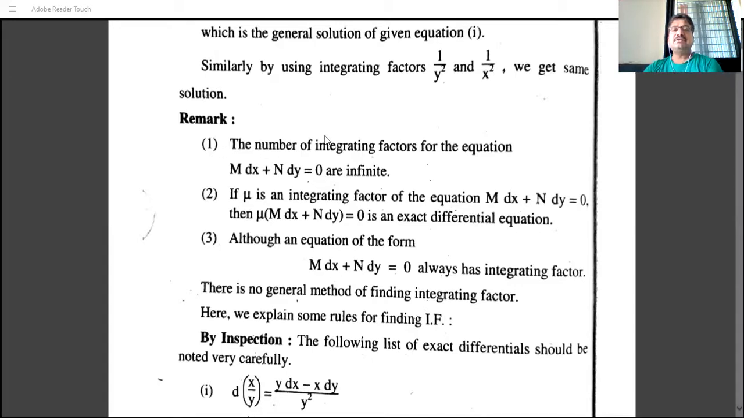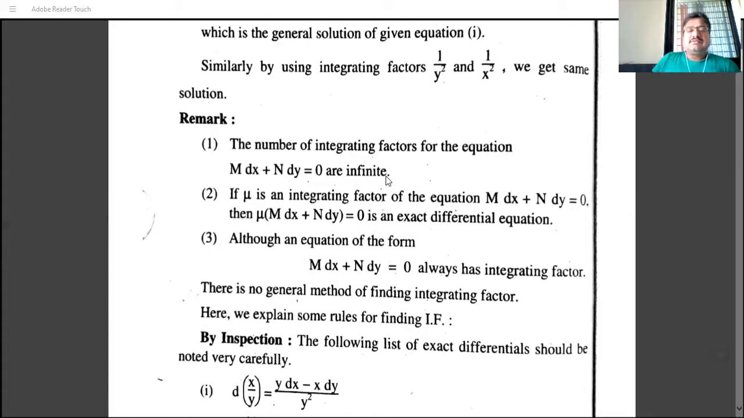Okay, so this is the procedure to obtain the solution in this topic. But the integrating factor, how can we find the integrating factor? There are different methods to obtain the integrating factor, so we will see those methods. So what is the remark? The number of integrating factors for the equation M dx plus N dy is equal to 0 is infinite.